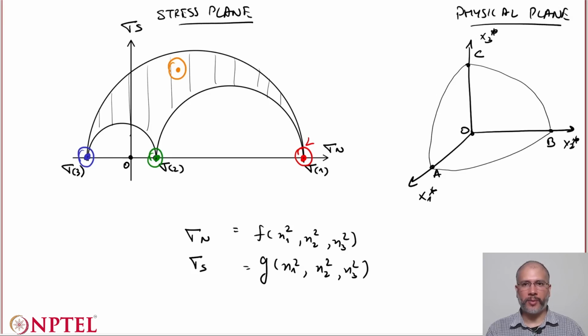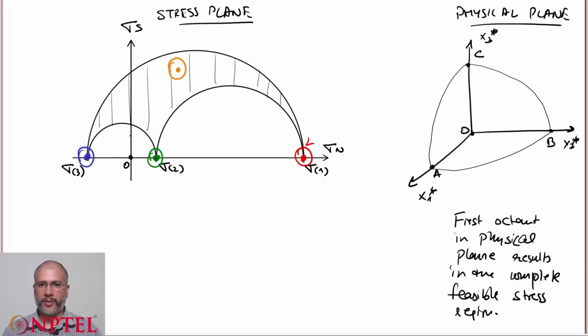So the first octant is enough, because in the first octant, my n1, n2, and n3 components are all positive. If you go to some other octant, you'll simply see that the signs of n1, n2, and n3 will change, but that will not give us any new point in the stress plane. So I can summarize that the first octant in the physical plane results in the complete feasible stress region in the stress plane. So a general normal will be shown like this, and this normal will correspond to some point in the stress plane, which is shown here.